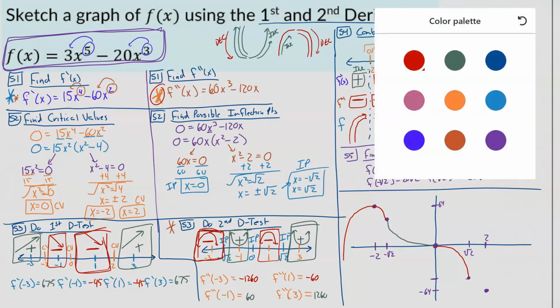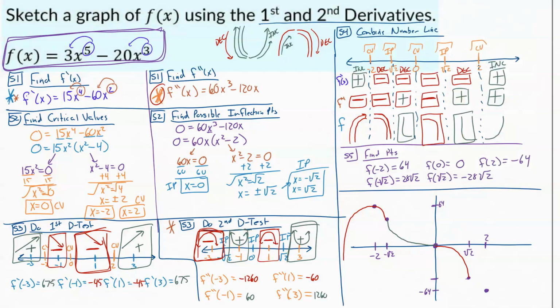Then we connect our next section. This piece right here does something like that. And then we finish it out. The last portion is going to go up like that. And so from there, you have your sketch.